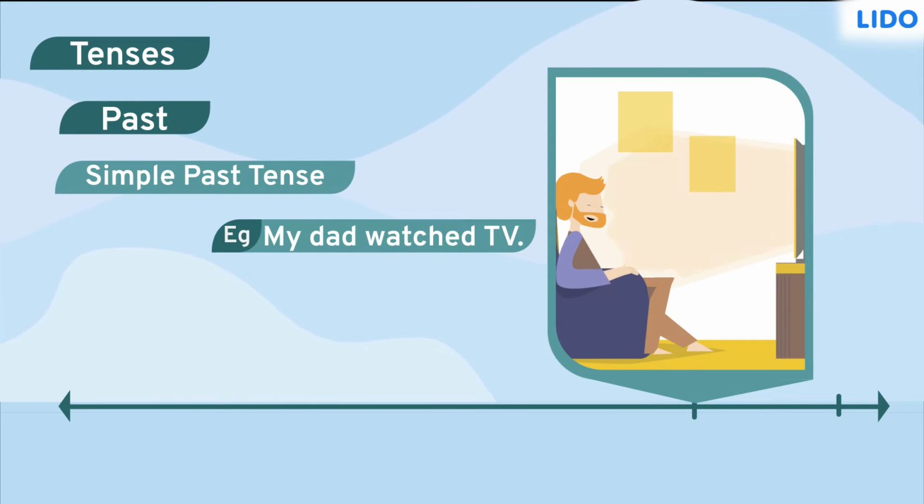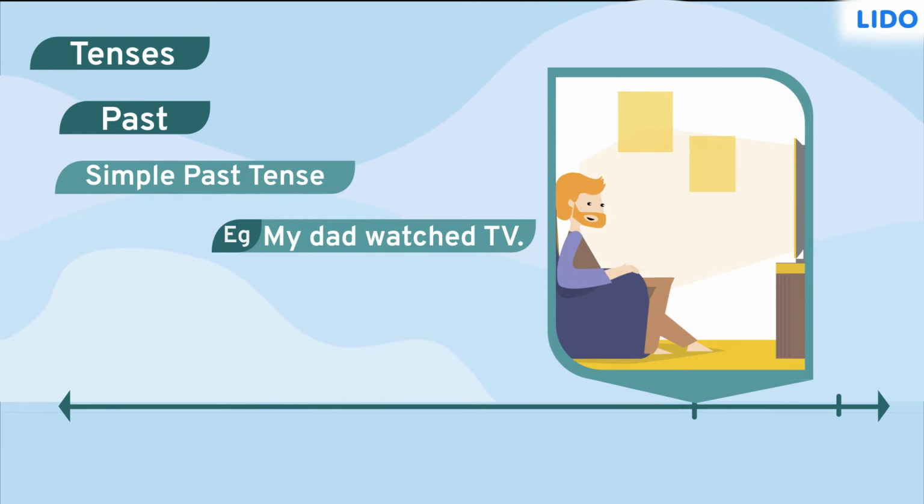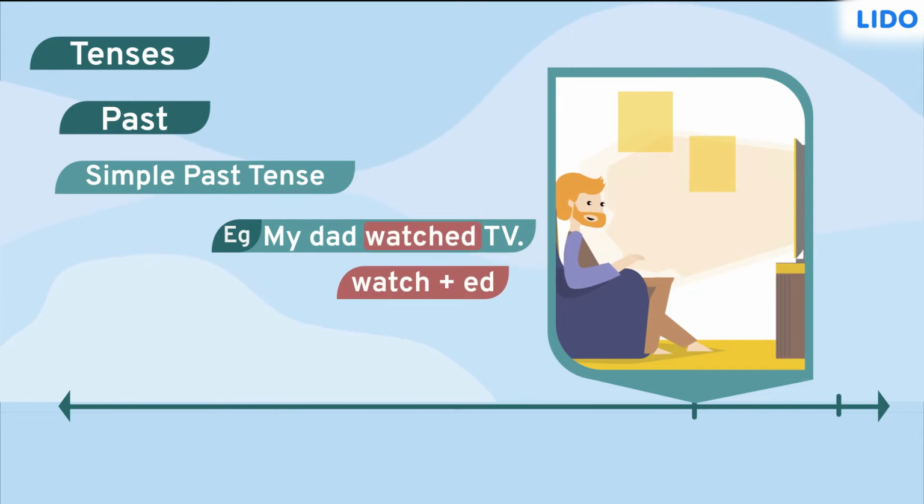It gives us no additional information like when the action began, or whether it ended, or if it is still on. This past action is written by changing the verb or action word to its past form. To convert a verb into simple past tense, we simply add ed to the verb, thus creating the past form of the verb. However, certain verbs change differently in their past forms.